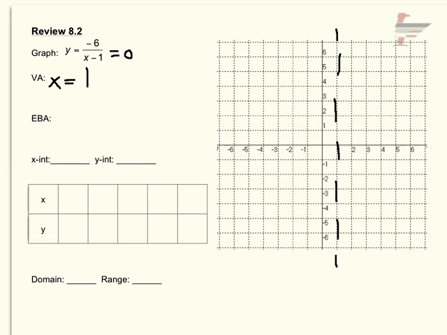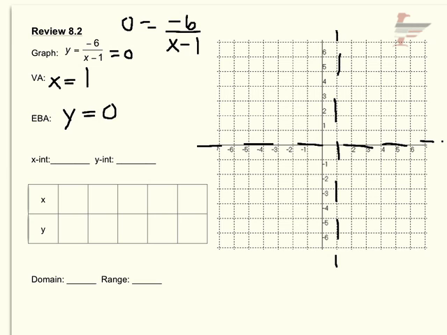Your end behavior asymptote, of course, depends on your degrees. So if the degree on top, which is technically 0, is less than that of the bottom, which is x to the first, then y equals 0 will always be your end behavior asymptote, and that would be, of course, the x-axis.